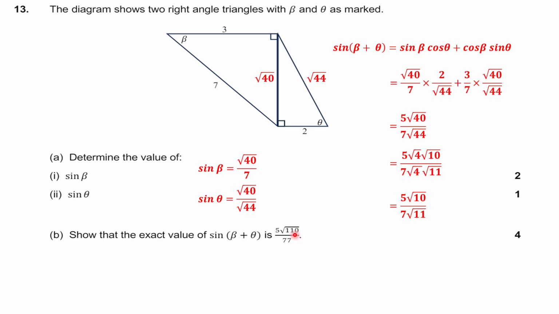But here we want to get to a rational denominator, so we multiply this fraction by root 11 over root 11, which doesn't really change it because this is 1. And then we multiply the top. 5 times root 10 times root 11 is root 110. 11 times root 11 times root 11 is 11. Times 7 is 77. So that is the final answer. That was worth 7 marks, and that's the end of the paper.